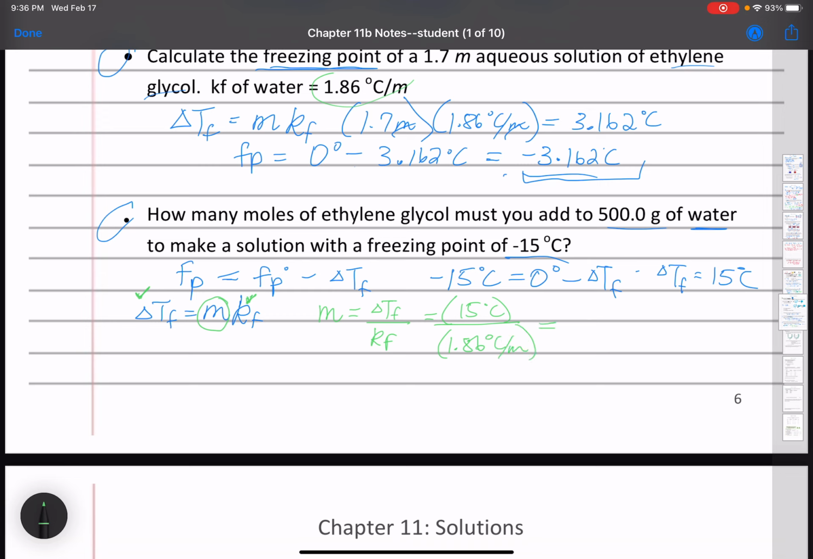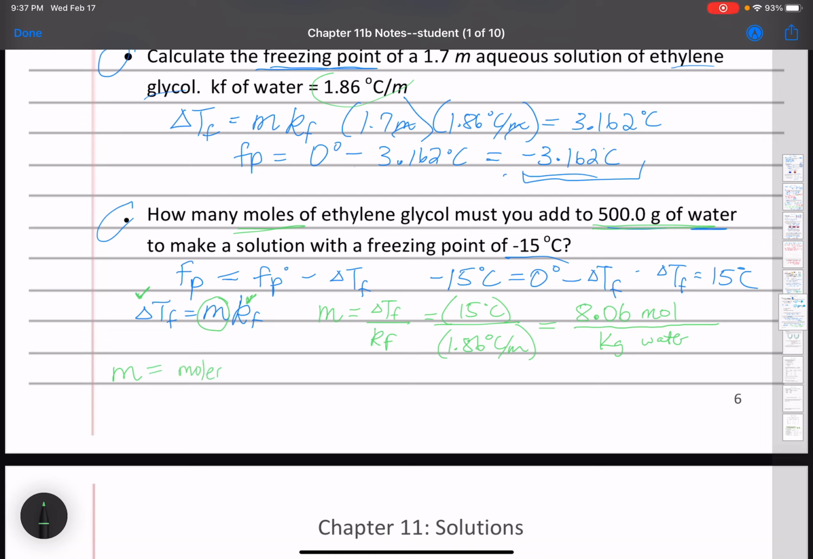And I get a molality of 8.06 molal. Another way to view that is 8.06 moles of ethylene glycol per kilogram of water, because that's what molal means. It means moles per kilogram. So I can use this molality now, along with this volume, to figure out how many moles of ethylene glycol I want to use. I'm basically using this equation here.